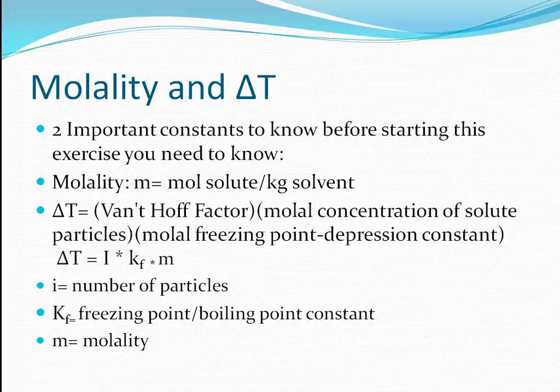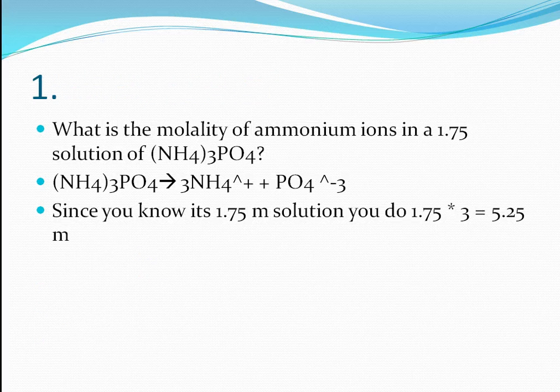You need to know molality, which is m, equal to the moles of solute over the kilograms of solvent, and you need to know delta T, which is equal to Van't Hoff's factor multiplied by the molal concentration of solute particles multiplied by the molal freezing point depression constant. Also, you can use the boiling point constant. So overall, delta T is equal to i times Kf multiplied by m. i is the number of particles, Kf is the freezing point or boiling point constant, and m is molality.